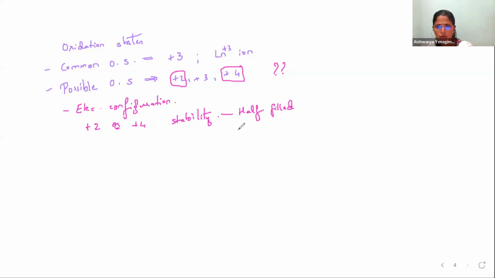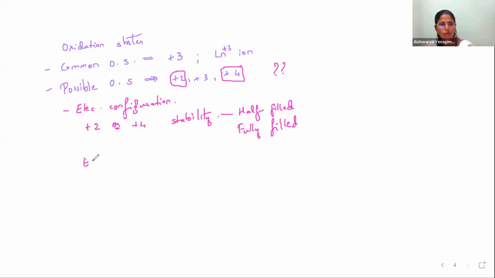Half-filled configurations or fully filled configurations are stable, correct? So half-filled and fully filled configurations are stable. Therefore, in some cases, lanthanides attain +2 or +4 states, because by coming into the +2 state they become stable, mostly due to a half-filled configuration. Or a particular element, by attaining a +4 configuration, becomes stable, maybe because of a fully filled configuration. To explain that, we have examples also.